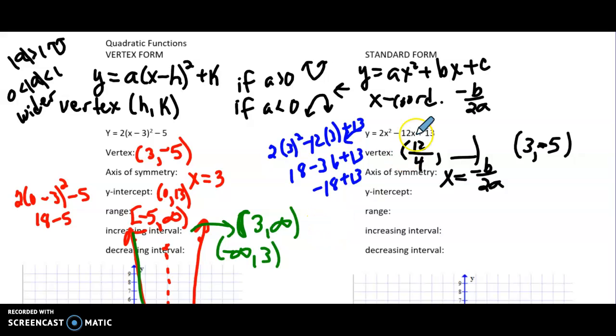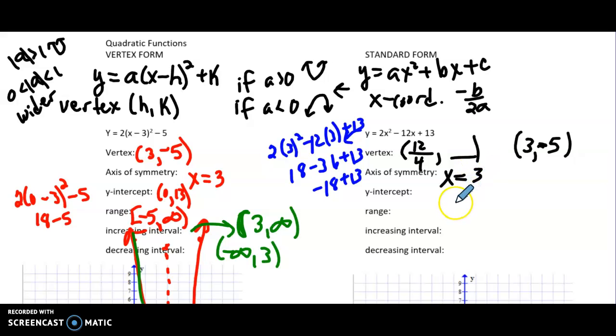I just gave you the same parabola written in a different form. This one was so easy to see the vertex. This one, not so easy. I had to take the opposite of b, 12, divided by twice a, 4, to get the x-coordinate. Then I had to put that x-coordinate back in my equation. The axis of symmetry is x equals whatever the x-coordinate of the vertex is, which happens to be 3.